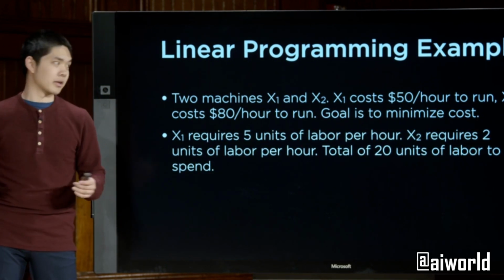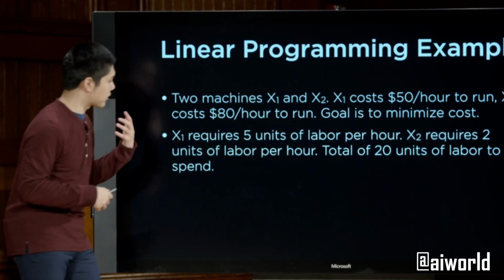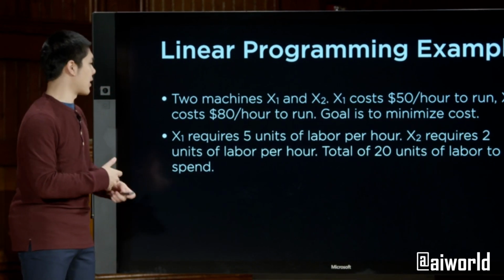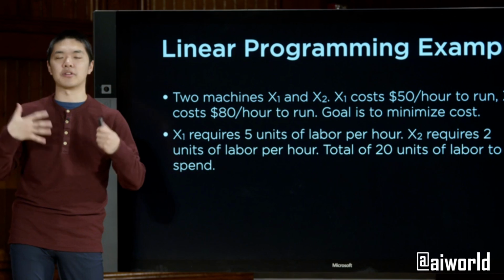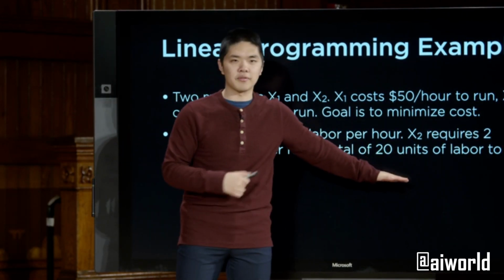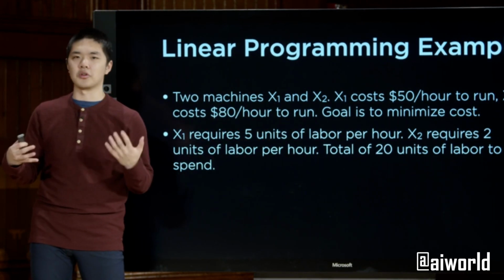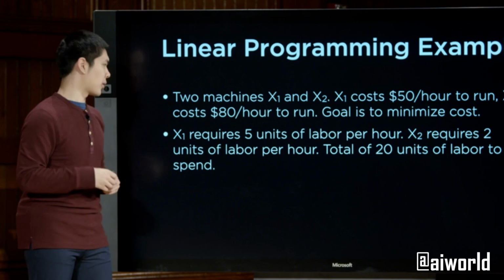So there might be a labor constraint, that x1 requires 5 units of labor per hour, x2 requires 2 units of labor per hour, and we have a total of 20 units of labor that we have to spend. So this is a constraint. We have no more than 20 units of labor that we can spend, and we have to spend it across x1 and x2, each of which requires a different amount of labor.